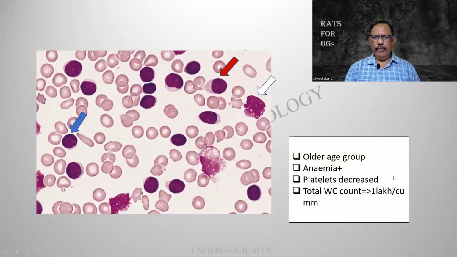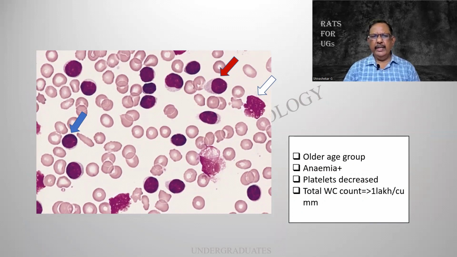So what are the important points? Older age group. Anemia. Patient may be having a mild to moderate anemia. Platelets are decreased. And the total WBC count can be more than 1 lakh per cubic millimeter. So this will be the feature. Maybe there can be mild splenomegaly, etc. But don't bother about all that.